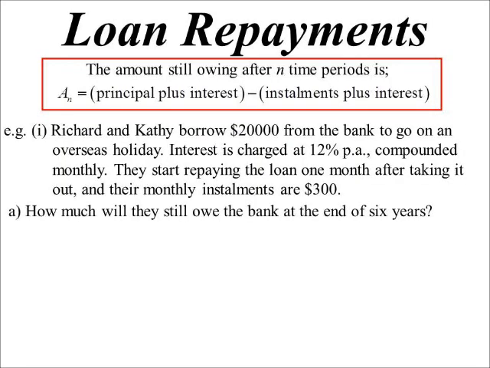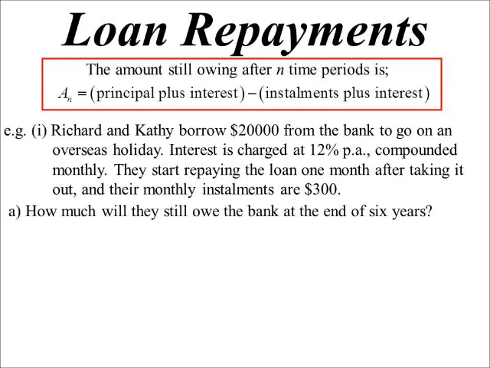Richard and Kathy borrow $20,000 from the bank to go on a holiday. Interest is going to be 12% per annum, compounded monthly. They start repaying the loan 1 month after taking it out, and they're going to pay back $300 each time. Okay. So the first question is, how much will they owe at the end of 6 years?